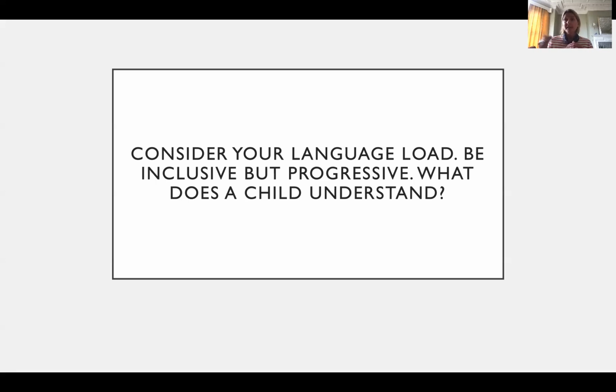However, if I go the opposite way, if I begin to use really quite longer sentences, then a lot of my language will be going over the top of that child's head because I've bombarded them. I've added too much language for their system to process. So this is really important.